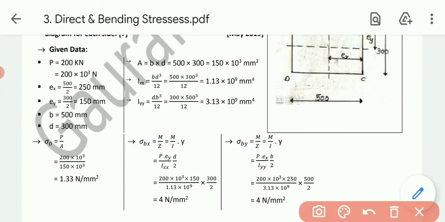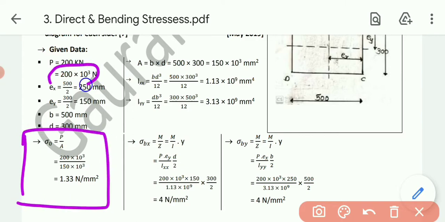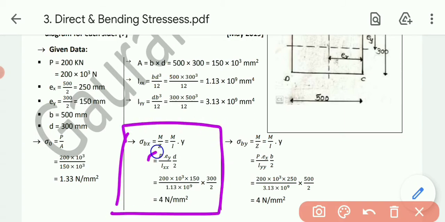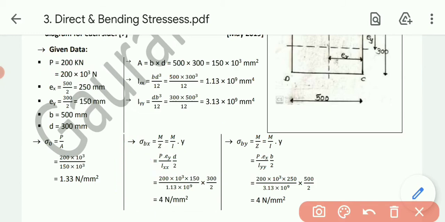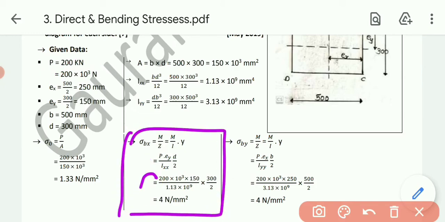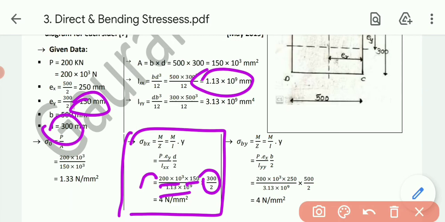So now let's calculate three individual stresses. Sigma 0 is P by area, P is 200 into 10 to 3, area is 150 into 10 to 3. I will get the answer 1.33 Newton per mm square. Sigma Bx, we have already derived this formula, P into Ey divided by Ixx into D by 2. P is 200 into 10 to 3, then Ey is 150, divided by Ixx 1.13 into 10 to 9 into D by 2, D is 300 by 2. By solving this one, I will get sigma Bx, that is 4 Newton per mm square.